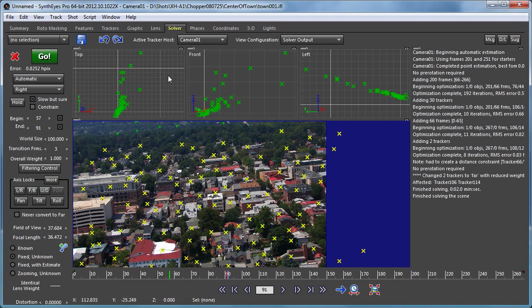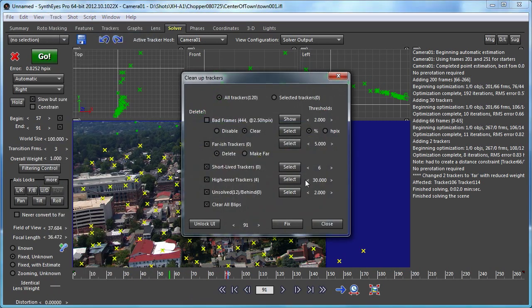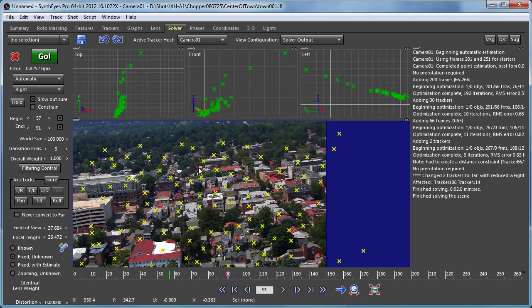So at this point, I'll just point out that once we've got an initial solve, we can now run the tracker cleanup. You don't want to run the tracker cleanup when the solve isn't good in the first place. That's just going to wind up taking out perfectly good trackers. If the solve is decent, then you can go and do the tracker cleanup.